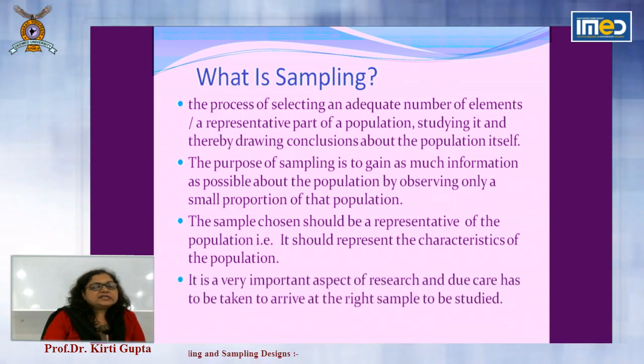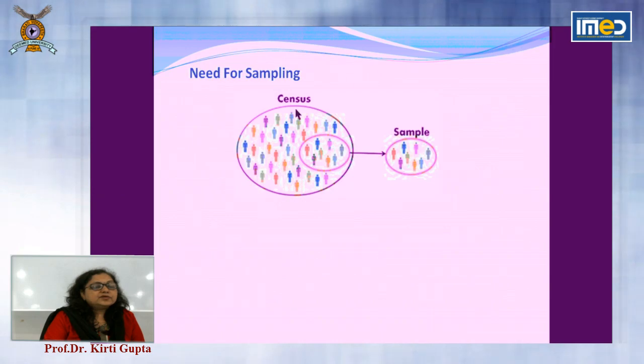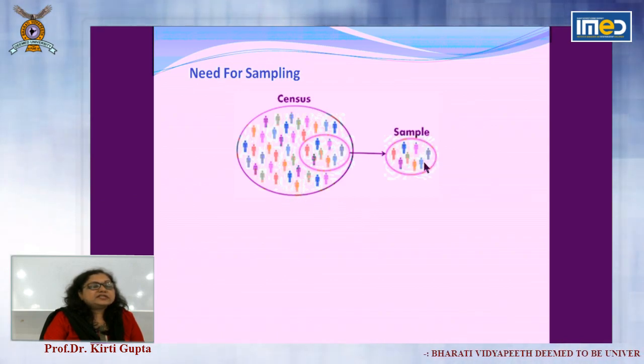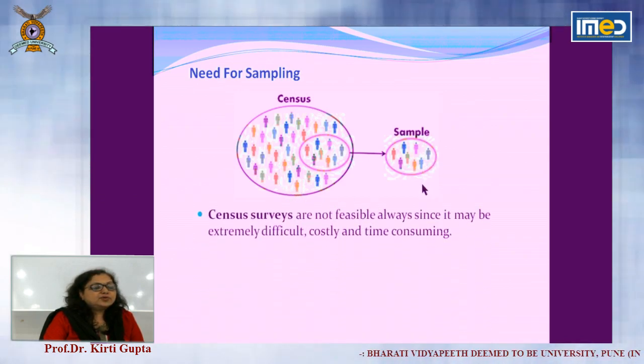Then the question arises, how to collect this sample? It should be very much representative of the population. If you look at this figure, the entire circle represents a population, and when we draw a small part of it, this is known as a sample. For the census, the population is denoted by capital N, whereas the sample is denoted by small n.